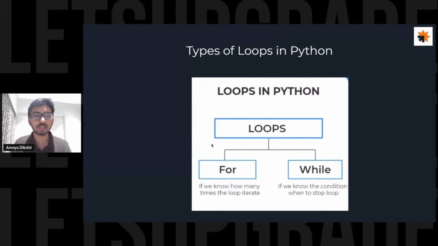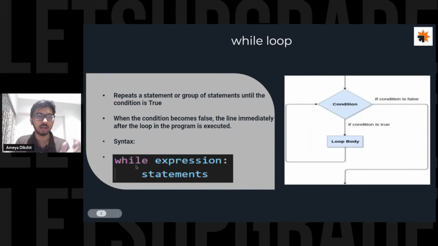The next loop we'll be studying is the while loop. Inside a while loop, there will be no range. Here, it will be a different scenario. Here, while will have a condition. As you can see in the syntax, while, then an expression or condition, and until that condition is true, that while loop will keep being executed. As soon as the condition becomes false, the while loop will exit.